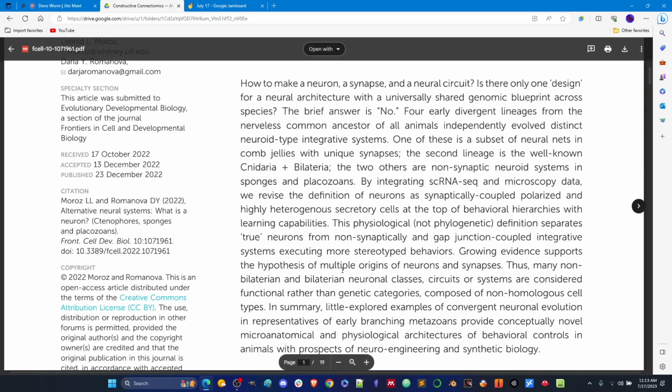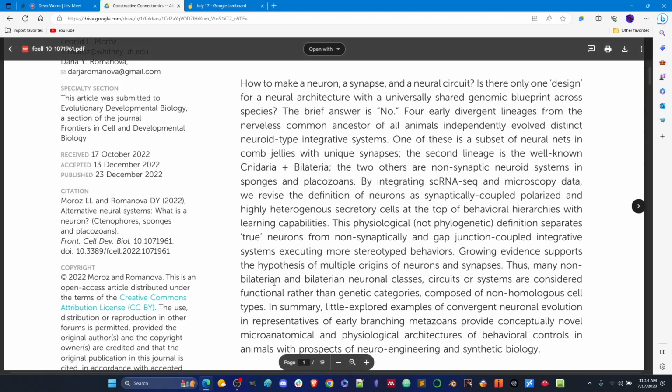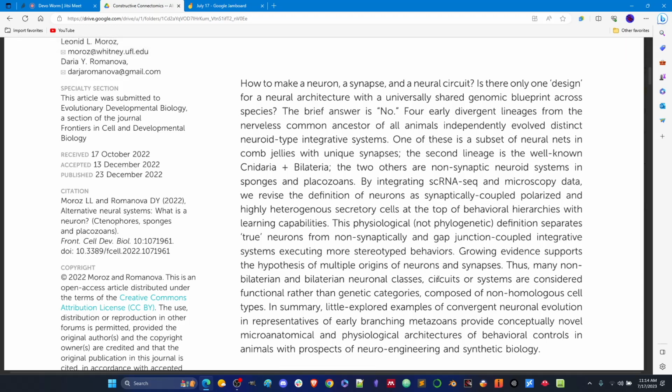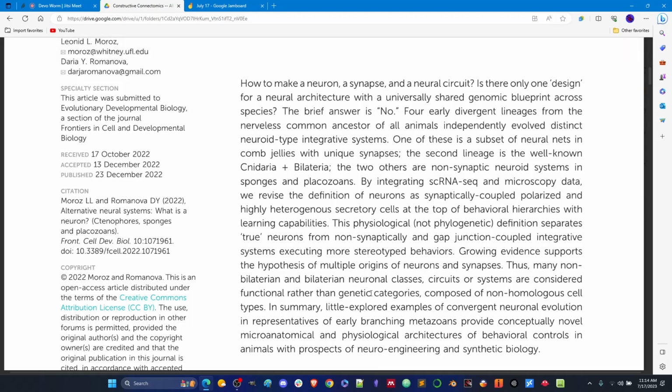Growing evidence supports the hypothesis of multiple origins of neurons and synapses. So these happen in multiple places in the tree of life, or at least they originate there. Thus, many non-bilaterian and bilaterian neuronal classes, circuits, or systems are considered functional rather than genetic categories. Like I talked about earlier, you have these genes that get expressed, and you can get a gene expression profile. Those don't necessarily tell you what the function is. It just tells you what genes are upregulated. The functional definition is different. It could be related to the things that it's expressing, but those aren't sufficient to explain the function. Those classes of things that are upregulated, or downregulated for that matter, are only a clue.